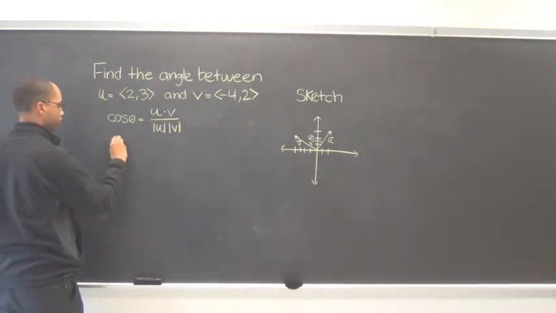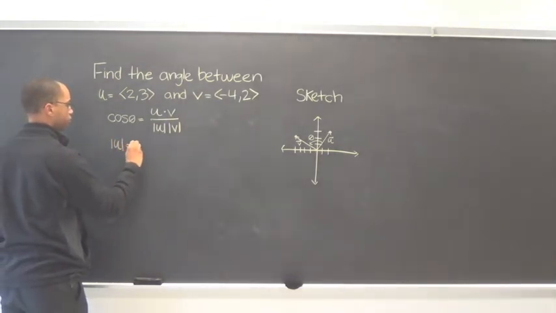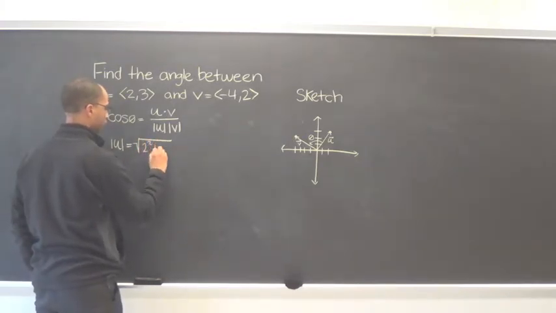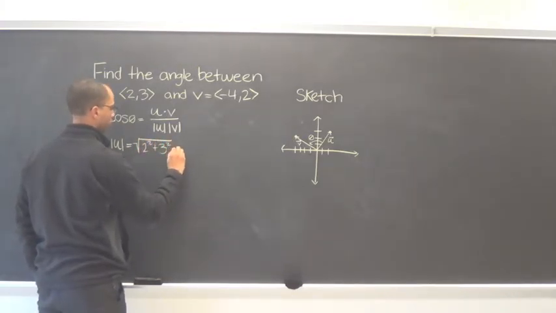So what I just wrote on the board: cosine of theta is equal to u dot v over magnitude of u times magnitude of v. That's our formula that we're going to use to find the angle between these two vectors.